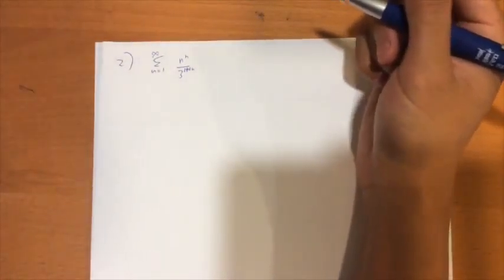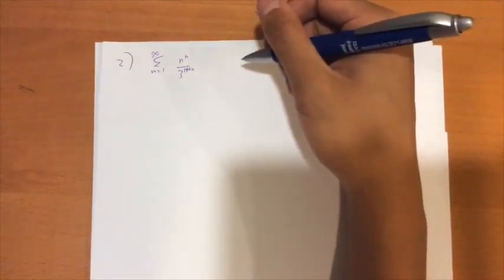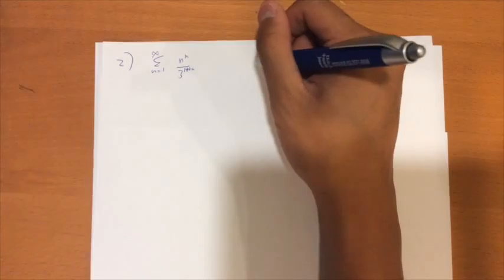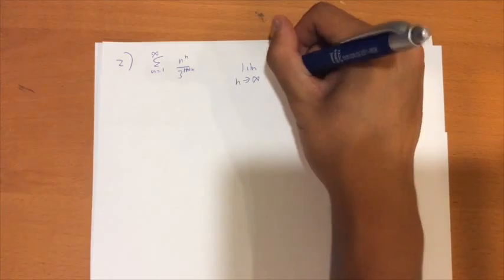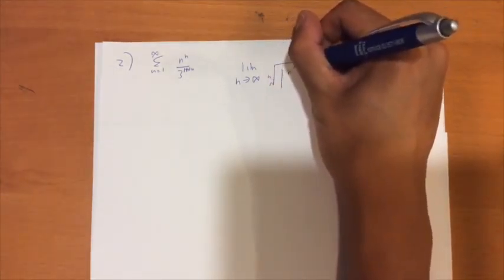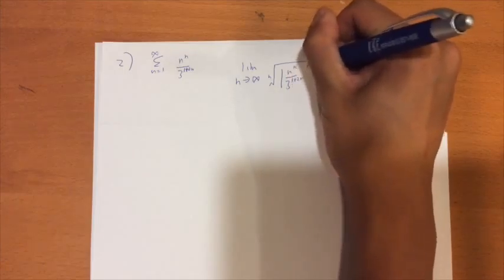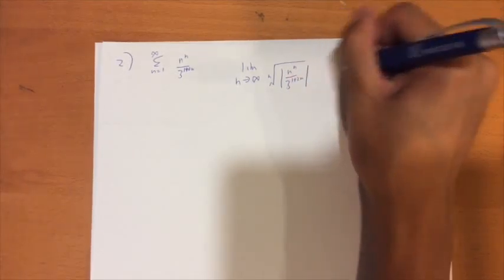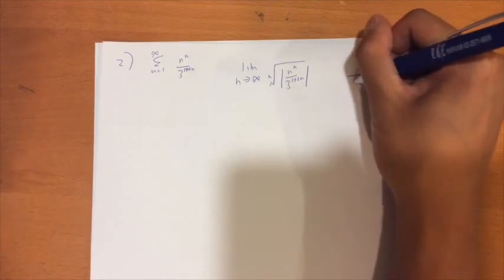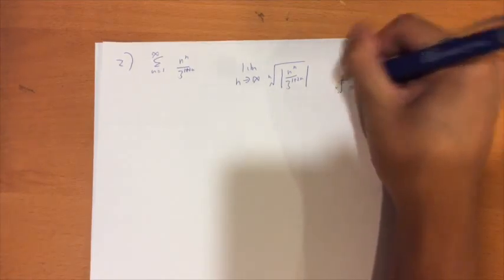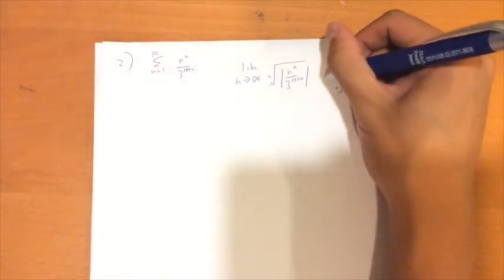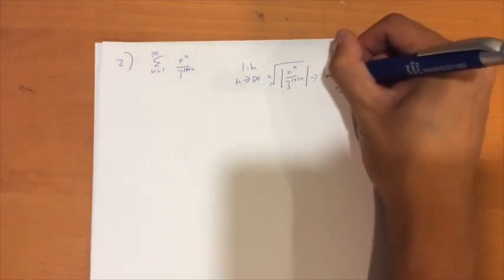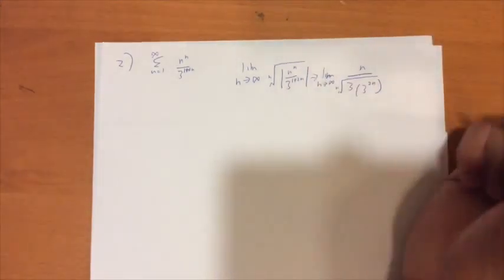Okay, let's do another problem. Your a sub n in this case would be n to the n over 3 to the 1 plus 2n. So limit as n approaches infinity of the nth root of the absolute value of n to the n over 3 to the 1 plus 2n. You could rewrite this as n over 3 times 3 to the 2n, nth rooted, as the limit as n approaches infinity.